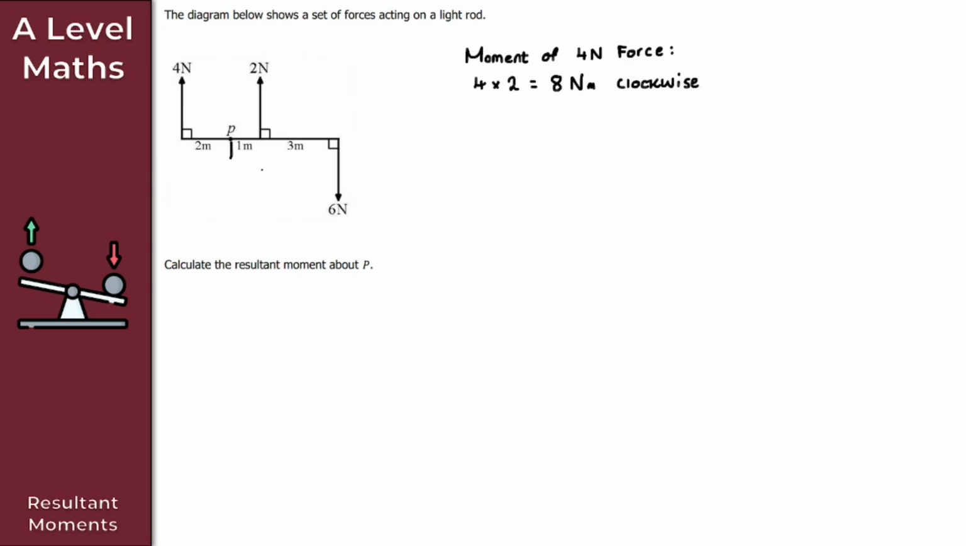Now let's move on to the moment of the 2 Newton force. Again, nice and straightforward. This would simply be 1 times the magnitude of the force, which is 2. So 1 times 2 is equal to 2 Newton meters. Again, we need the direction of rotation. If my finger's holding the rod at P and we push upwards here, this would go anti-clockwise, in this direction. So it's 2 Newton meters anti-clockwise.